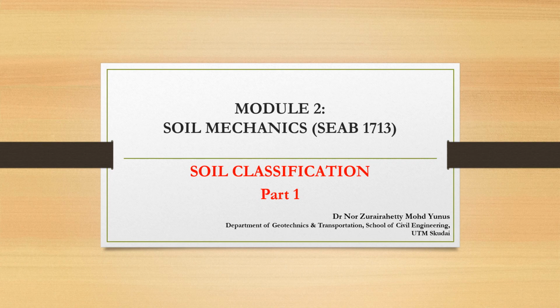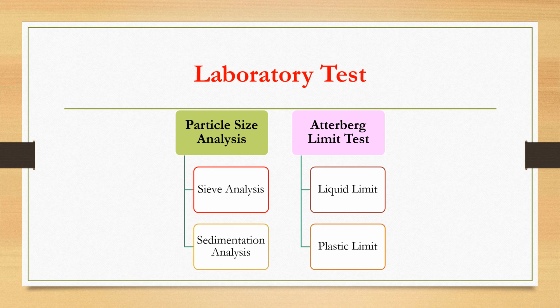So welcome to soil mechanics module number 2 under topic soil classifications part 1. Previously, we have discussed some simple tests that can be carried out without using a proper apparatus. I mean simple testing without a specific apparatus to classify the soil. But now we want to discuss two types of testing that need to be carried out in the laboratory for soil classification purpose. So we group into two. One is particle size analysis and another one is Atterberg limit test.